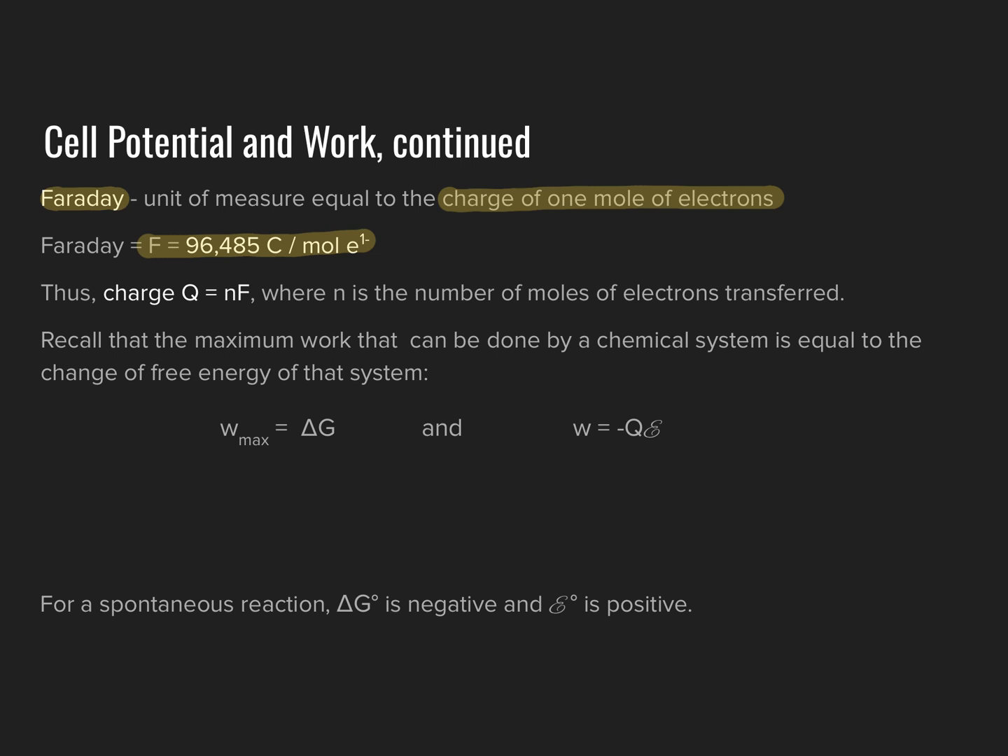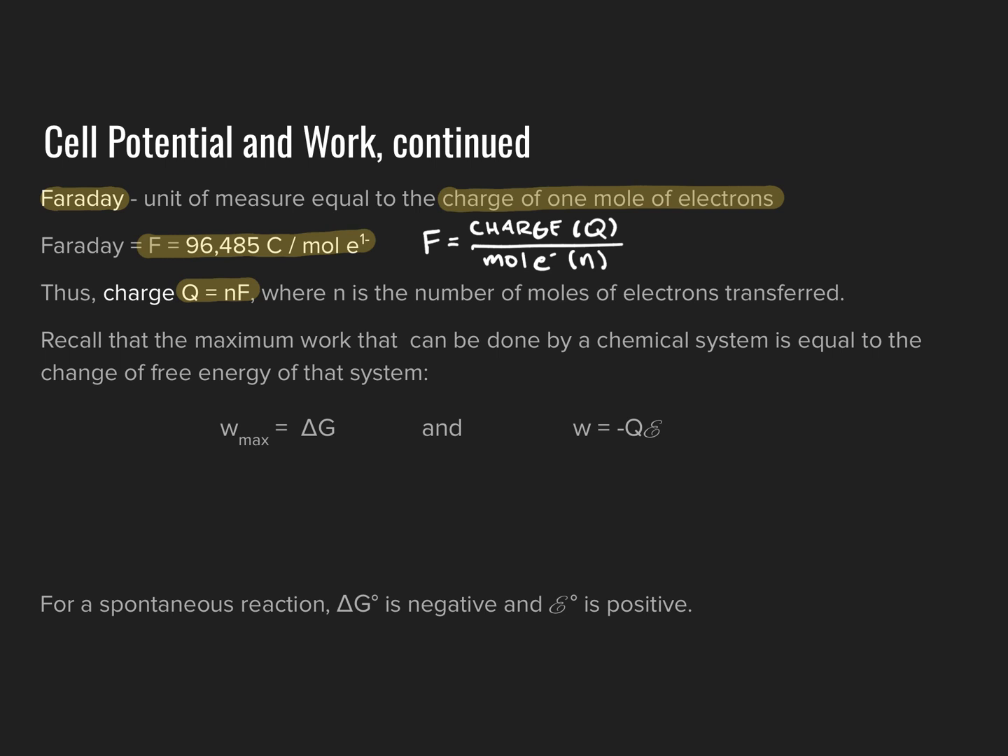Now, with that defined value of a Faraday, we can develop a relationship between charge and a number of moles. That is to say, the charge Q, which flows in a system, would be equal to n, the number of moles of electrons transferred, times a Faraday. And looking at the units, that makes logical sense, as n is moles of electrons, and Faradays are coulombs per mole of electrons. So if you multiply those two values together, you would have coulombs per mole times moles, which would therefore just yield units of coulombs of charge moved.